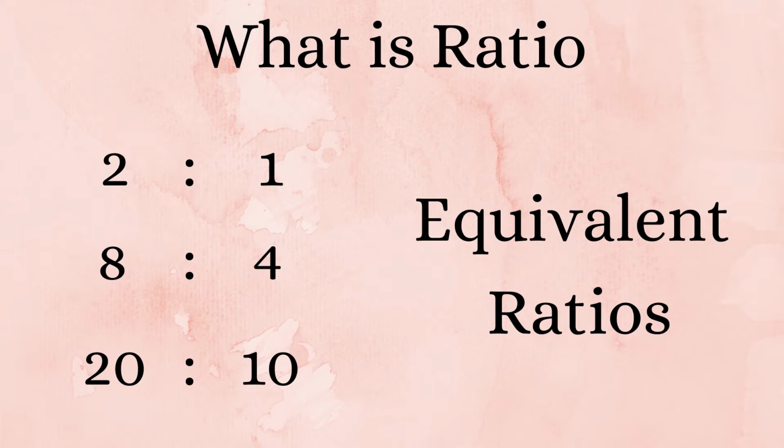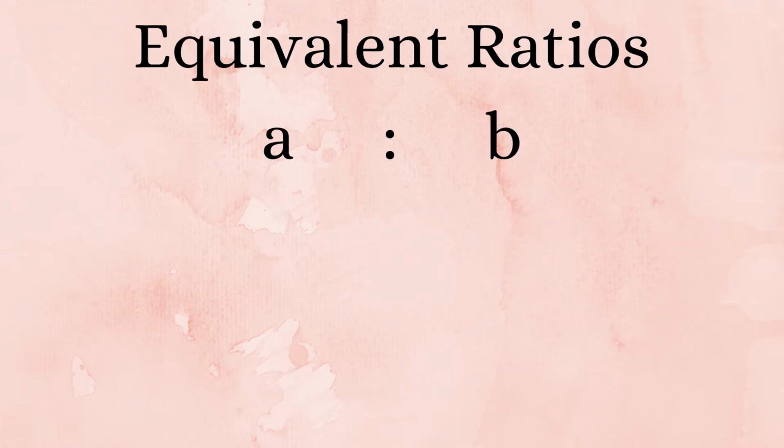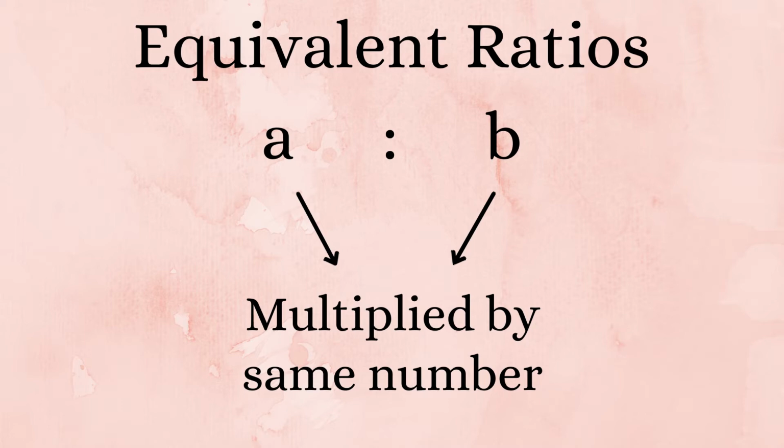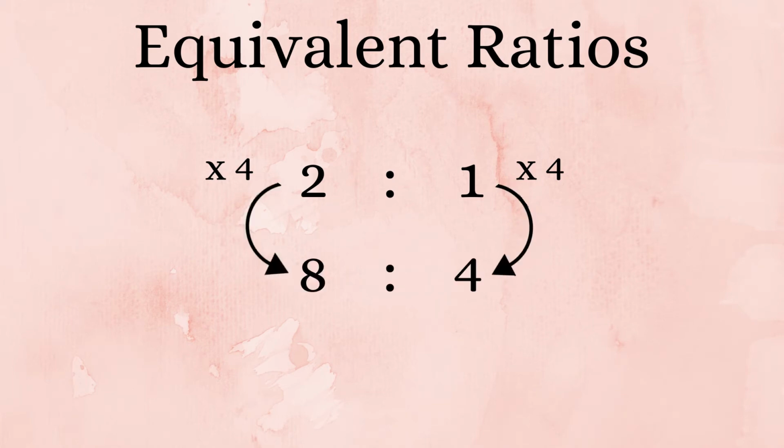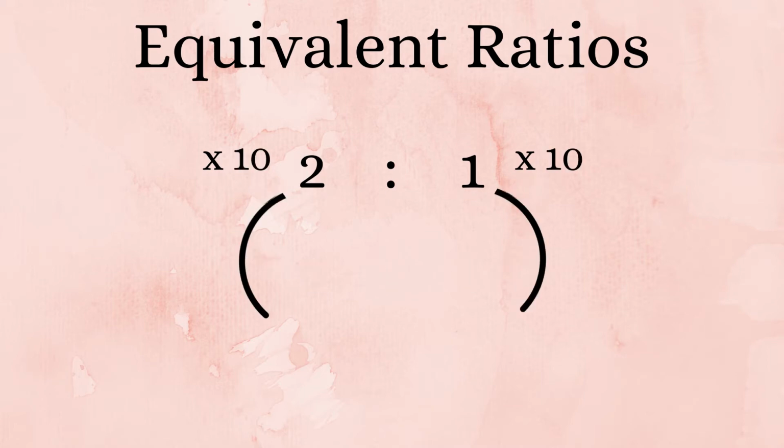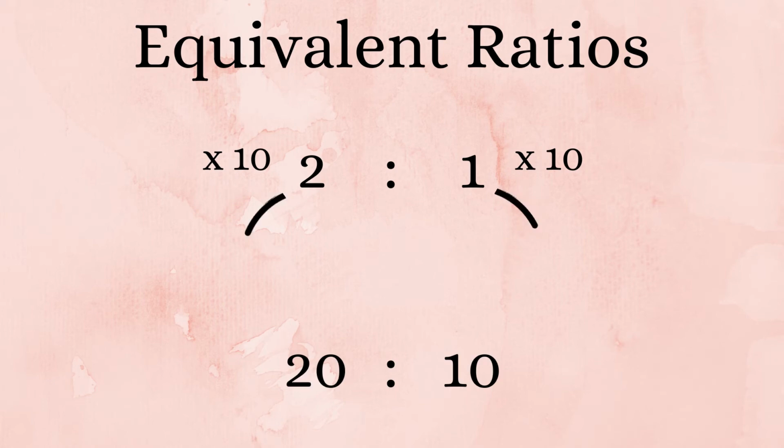If you're familiar with equivalent fractions, the same concept works in ratios also. When you multiply both the terms of the ratio by the same number, we get equivalent ratios. Thus, 2:1 multiplied by 4 on both the sides gives us 8:4. And if it is multiplied on both the sides by 10, it gives us 20:10.